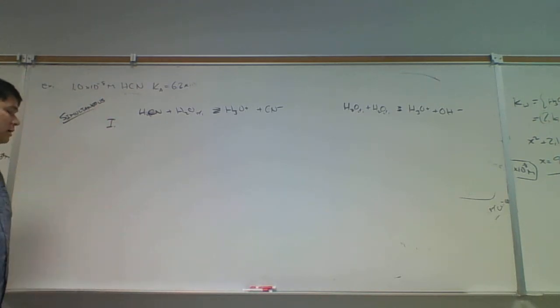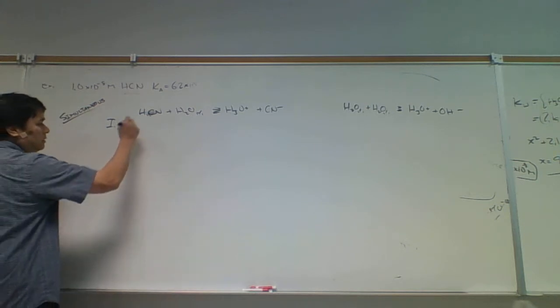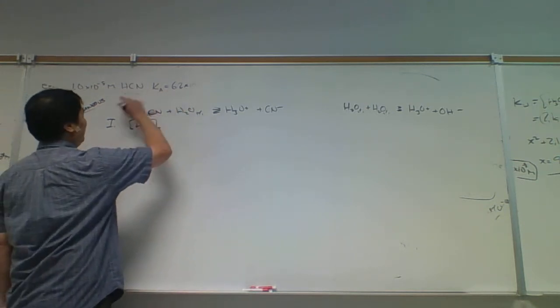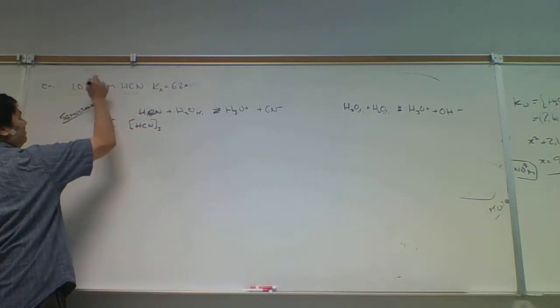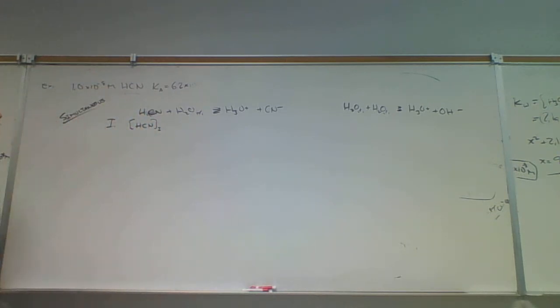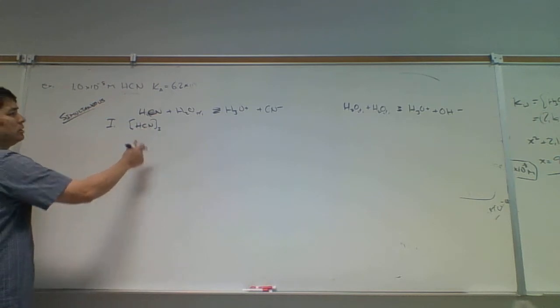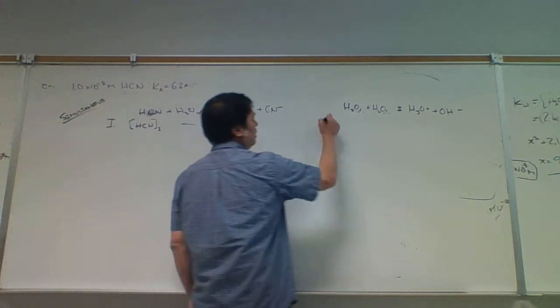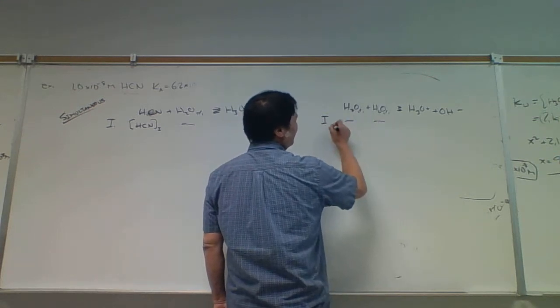I'm not going to put in the numbers here because your book doesn't do this. I'm just going to say HCN initial. The HCN initial is 1.0 times 10 to the minus 8 molar. That's my HCN initial. Water is a pure liquid, so over here water is a pure liquid. I've got plenty of water.